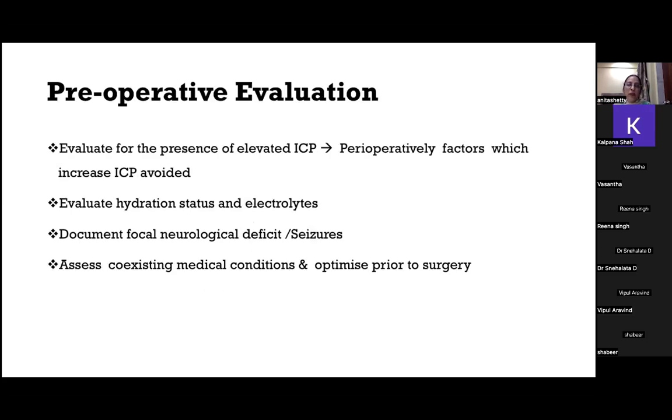Now, how do you assess these patients? In the preoperative evaluation, look for the signs and symptoms of elevated intracranial pressure. Perioperatively, whether those patients are already in the decompensated phase, or in the compensated phase, you should take care that you avoid factors which will increase ICP. The use of osmotic diuretics, contrast agents, and decreased intake can cause electrolyte and fluid imbalance. So evaluate the hydration status and the electrolytes.